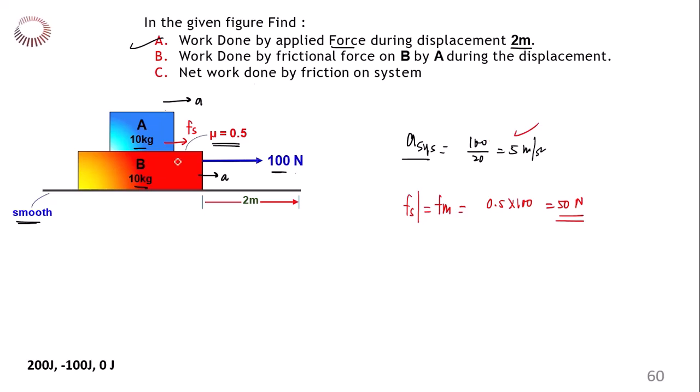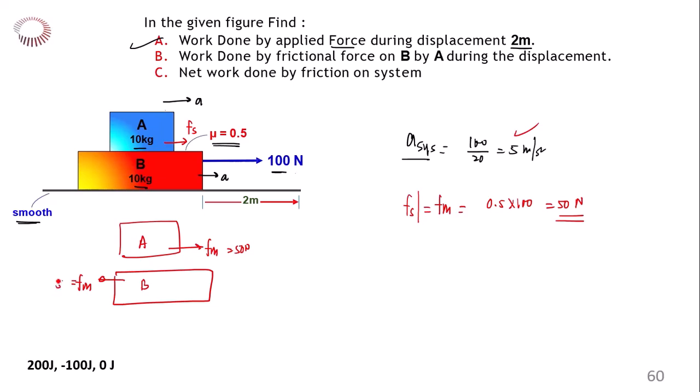If I draw the free body of the block A, friction is in this direction, Fm is 50 newton. Similarly for the free body of B, the friction will be in the opposite direction, again Fm equals 50 newton. But there is another force of 100 newton over here.